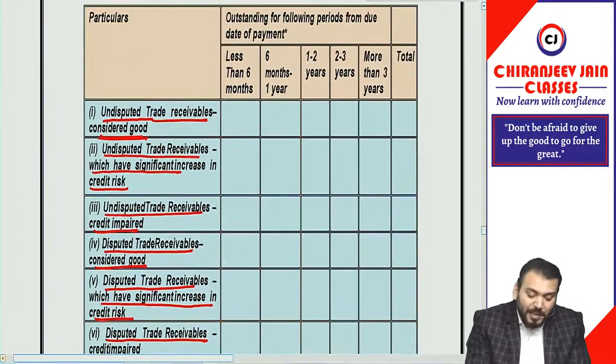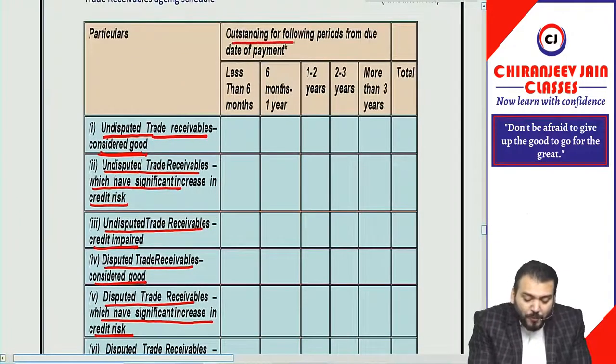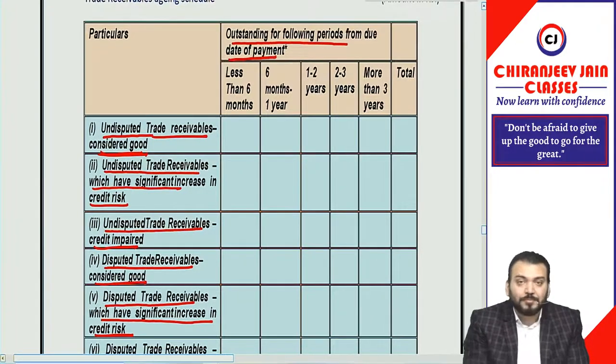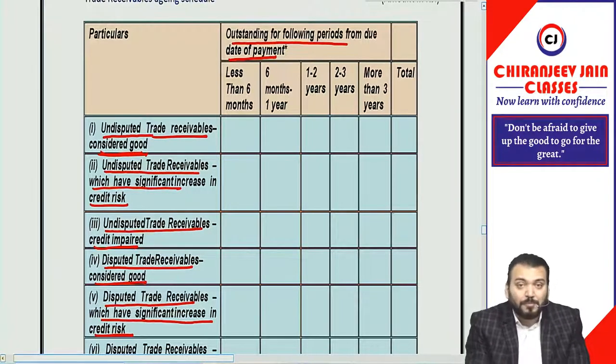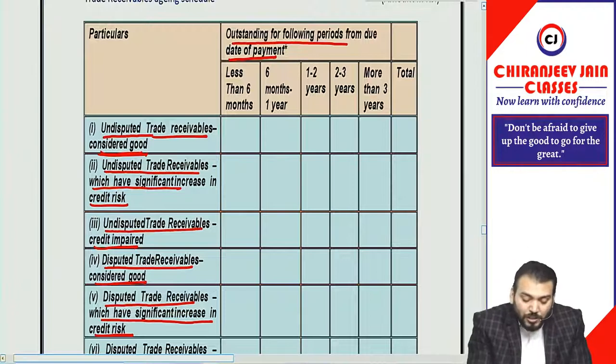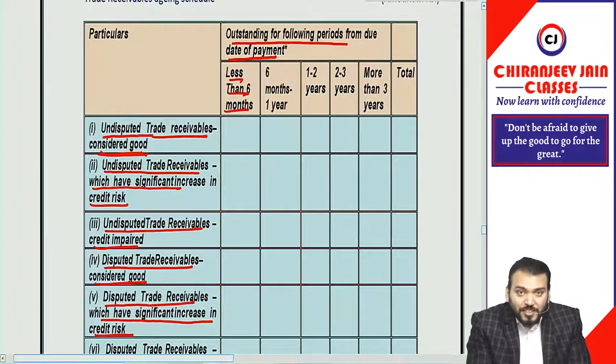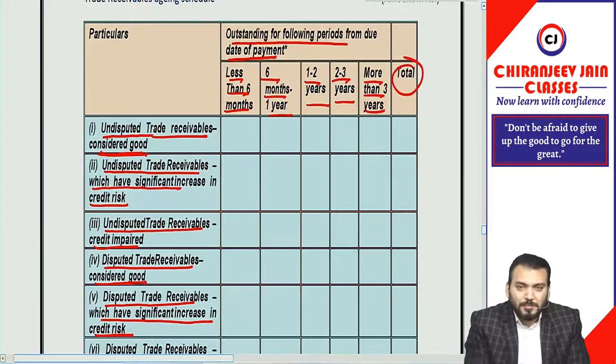Understood? And then we need to give the aging, meaning the outstanding for the following periods from the due date of payment. What is the outstanding period? The outstanding period will be calculated from the due date of payment. So: less than 6 months, 6 months to 1 year, then 1 year to 2 years, then 2 years to 3 years, and then more than 3 years, then total. Understood? It means we need to classify it based on the aging.